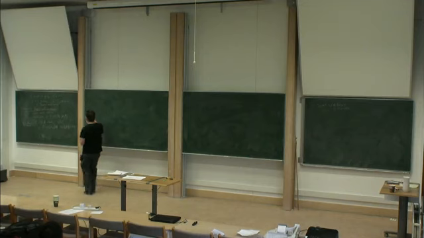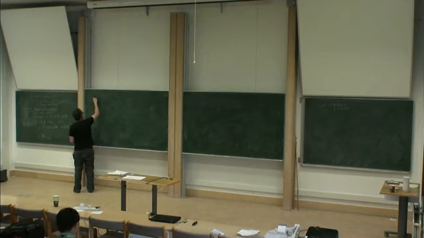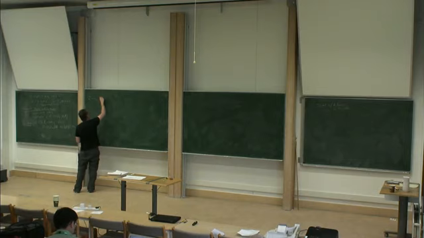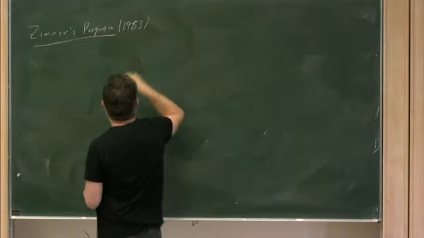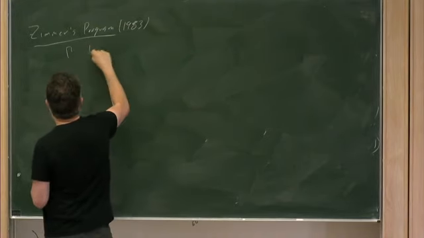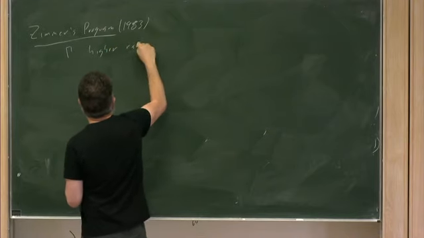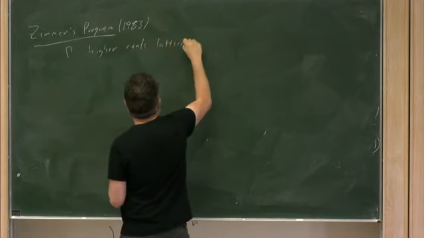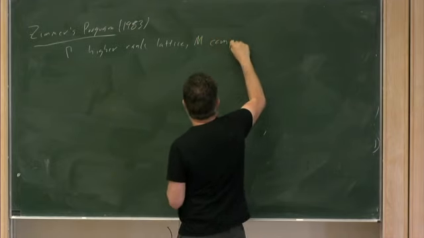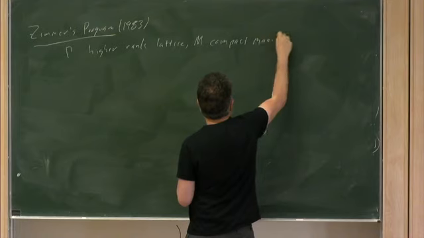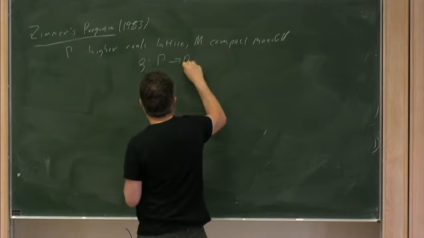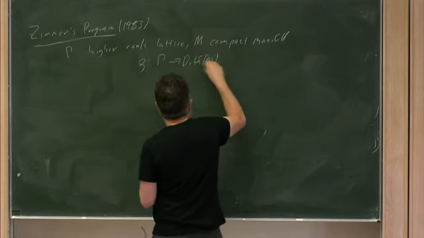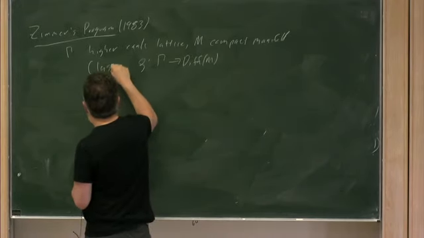So by analogy to this, Zimmer in around 1983 proposed something called Zimmer's program. Where what we did was we took gamma, a higher rank lattice, M a compact manifold, and rho a homomorphism from gamma to Diff(M), and we asked if we can classify these things.